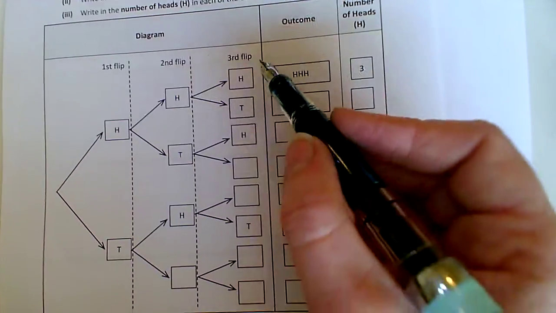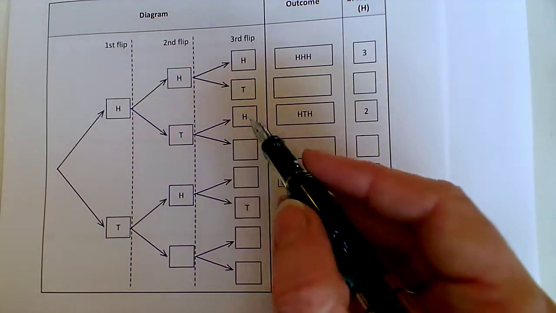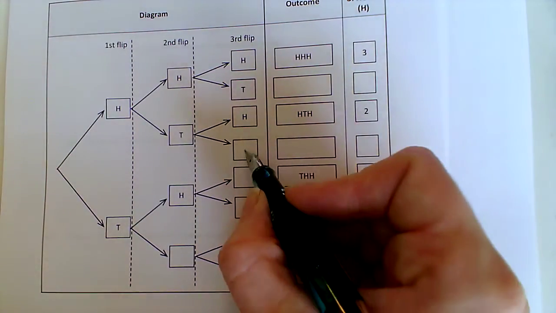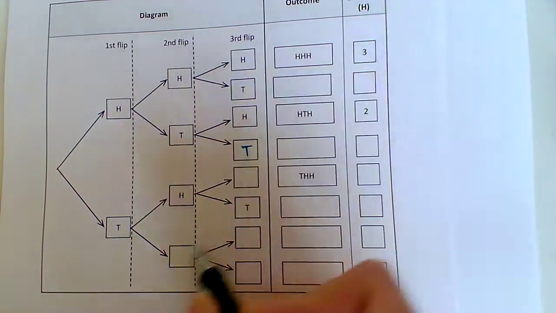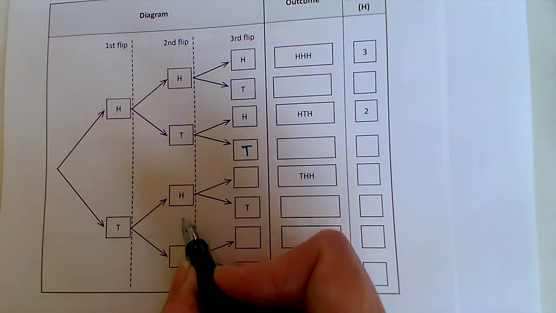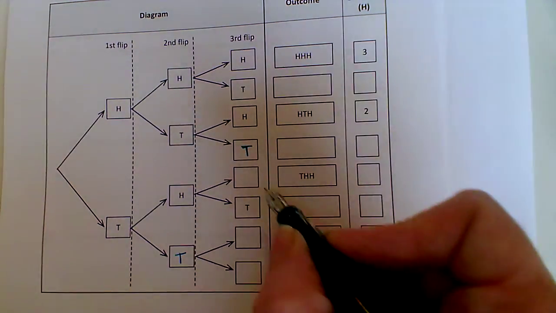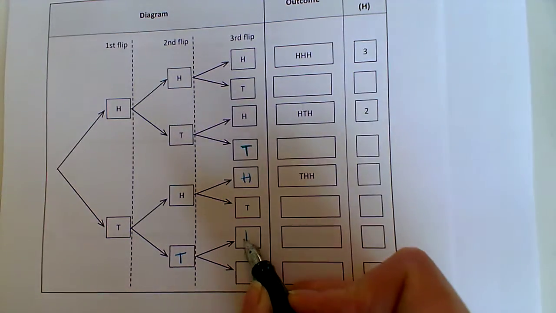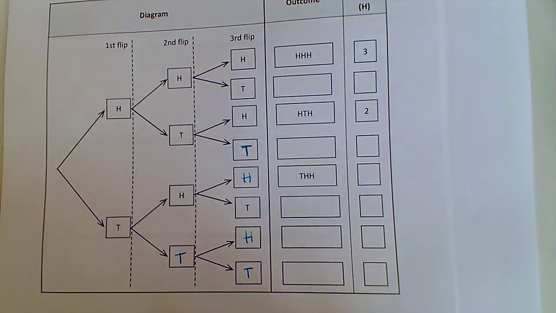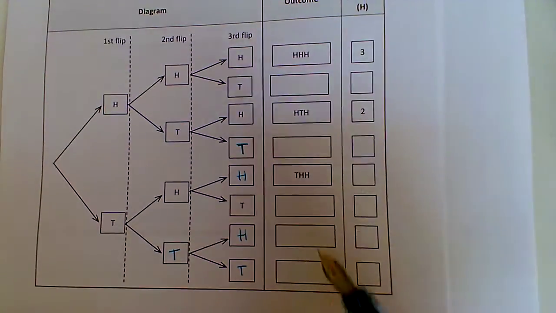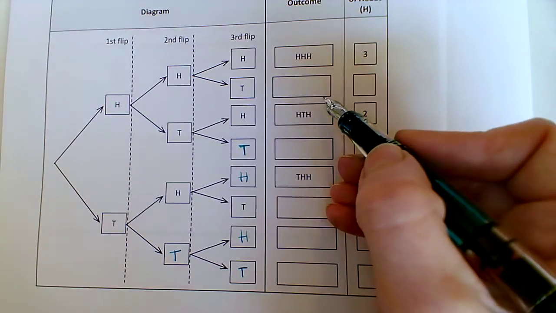So let's fill in these outcomes here. For the third flip, he could have gotten a heads or tails. For the second flip here, he could have gotten a heads or tails. This could have been heads or tails. This could have been heads or tails. So hopefully that didn't cause any problems. And then we're listing the outcomes.